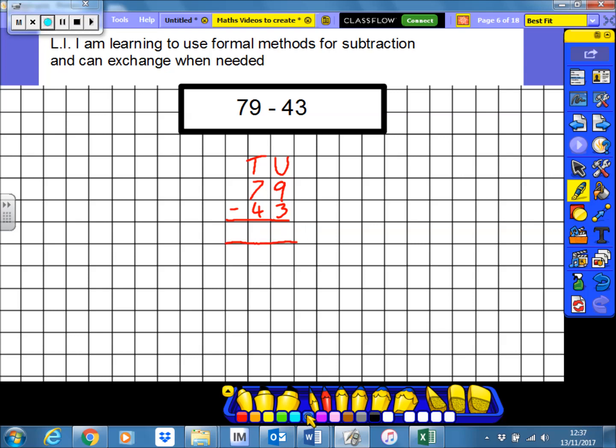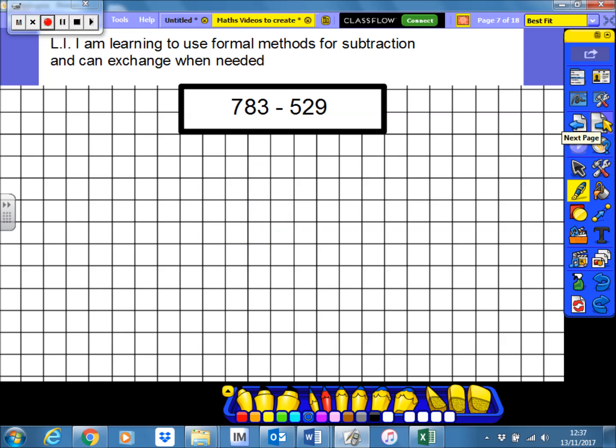Now, this one is nice and easy because it doesn't involve any exchanging. 9 minus 3 we can do very simply, and that's just 6. 7 minus 4, similarly simple, we get 3. So we have our answer now, 36. Very quick and easy, no exchanging needed.